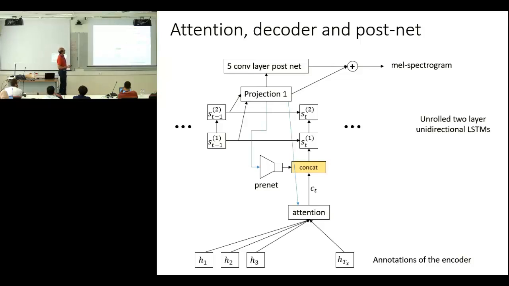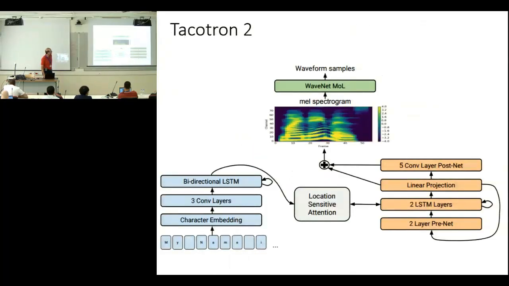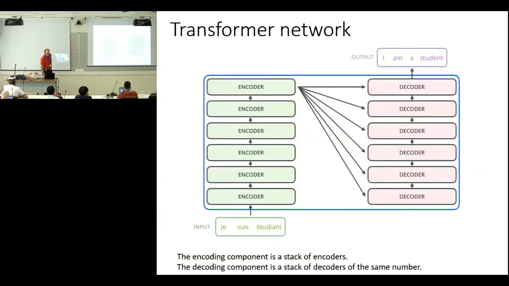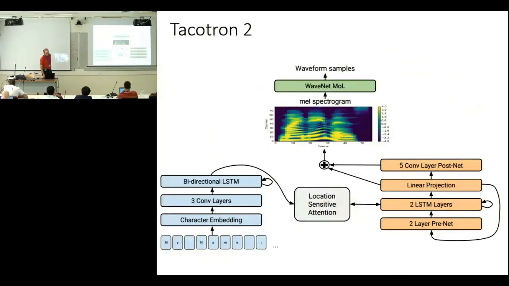And we also added the post-processing net, which is outside the decoder. It takes the whole output sequence of the decoder, and the function of the post-net is to improve a little bit the prediction of the decoder. And this is Tacotron 2.